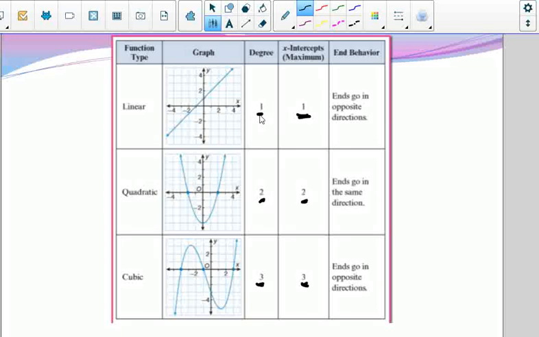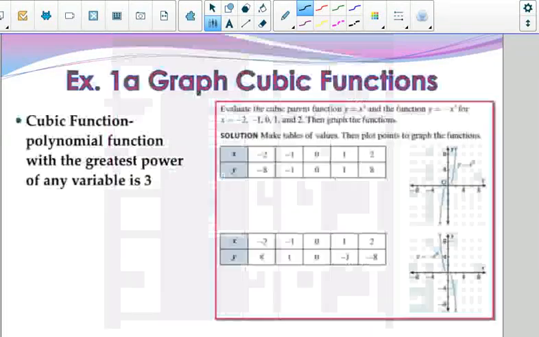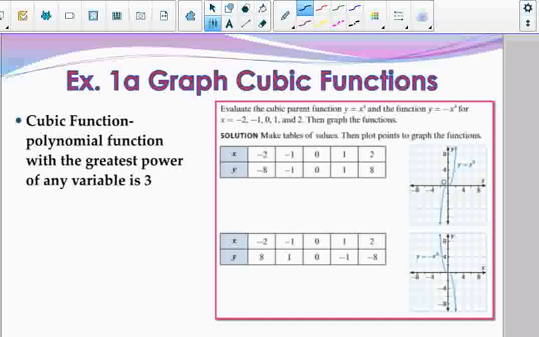And then how does the end of the graph look? If you look here for a linear, the ends go in opposite directions. For a quadratic, they both go in the same direction, and in cubic, they go in opposite directions. So you can always refer back to the chart for details on how some of these functions differ. Let's take a look at an example here.